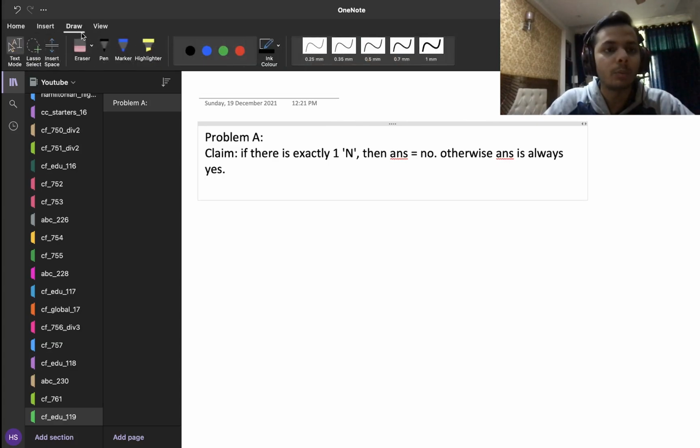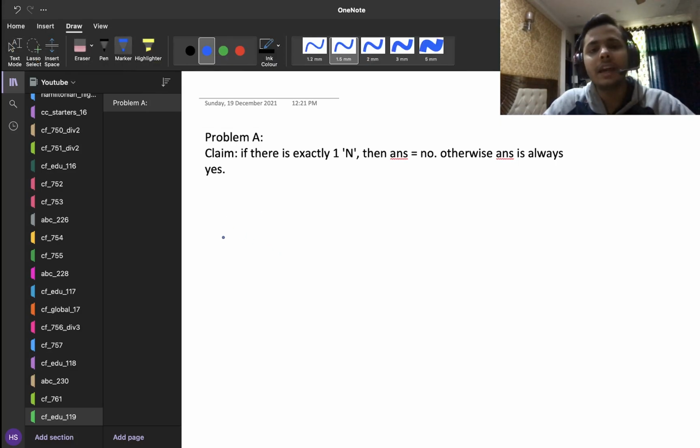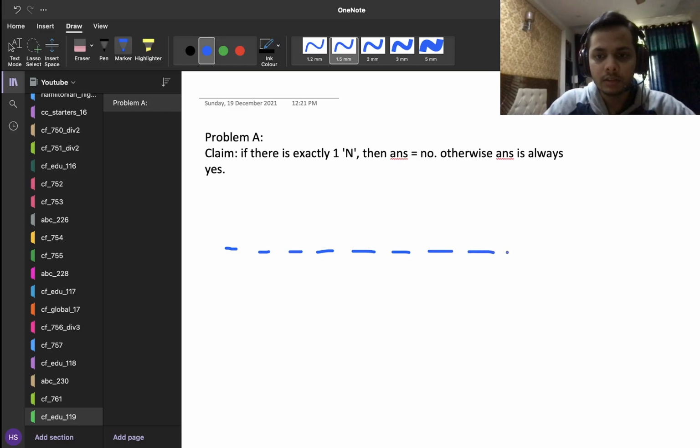Let's try to see how things will be here. So what we have is n people, seated in a circle. Let's just say that the nth and the first person are seated adjacent to each other here. And now let's see what's happening. What if there is exactly one n? Let's say the n is somewhere here, and all the others are just e's.